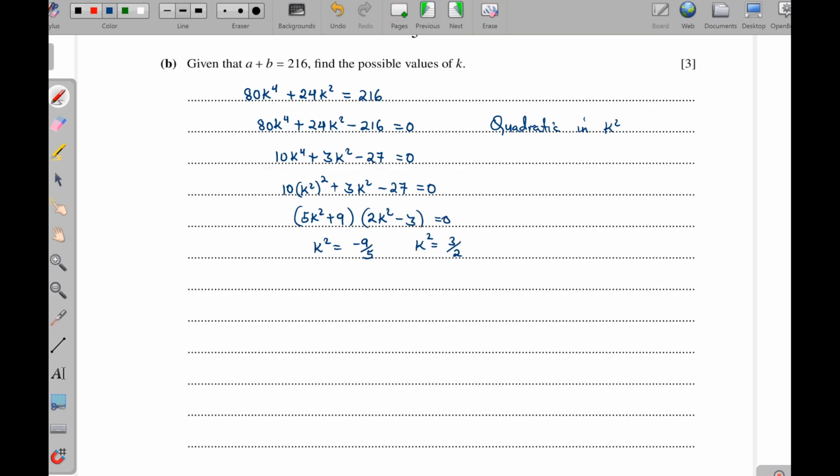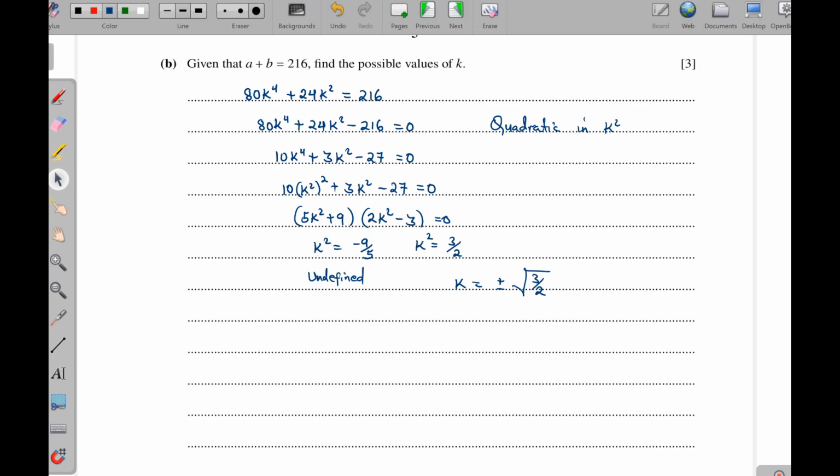And of course, in the real system, we cannot get the square root of this negative here. So this one here is undefined. Okay, here we are having a complex number. Okay, but then here, our k then is going to be plus or minus the square root of 3 over 2.